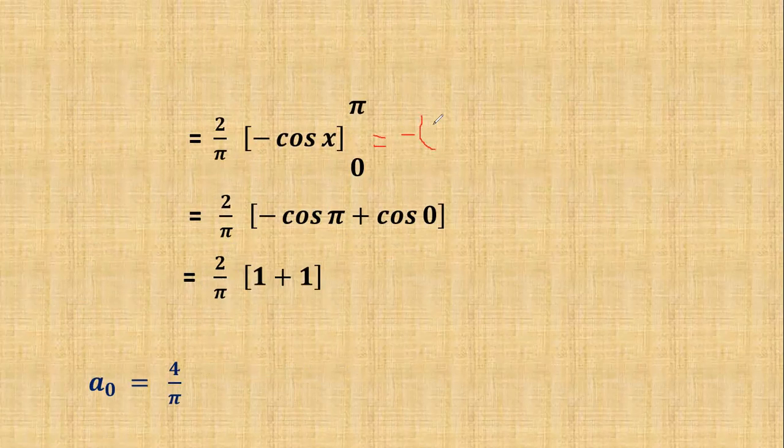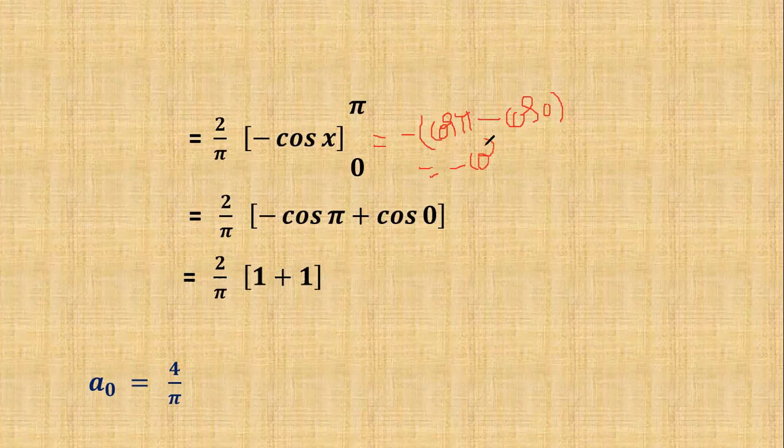This is equal to minus, upper limit pi, cos pi, minus lower limit, cos 0. Okay, here multiply by minus: cos pi plus cos 0. Cos pi is equal to minus 1. Here also minus 1, there is another minus. Therefore 1, plus cos 0 is equal to 1. Therefore 2. So 2 into 2, 4. Therefore a naught is equal to 4 by pi.